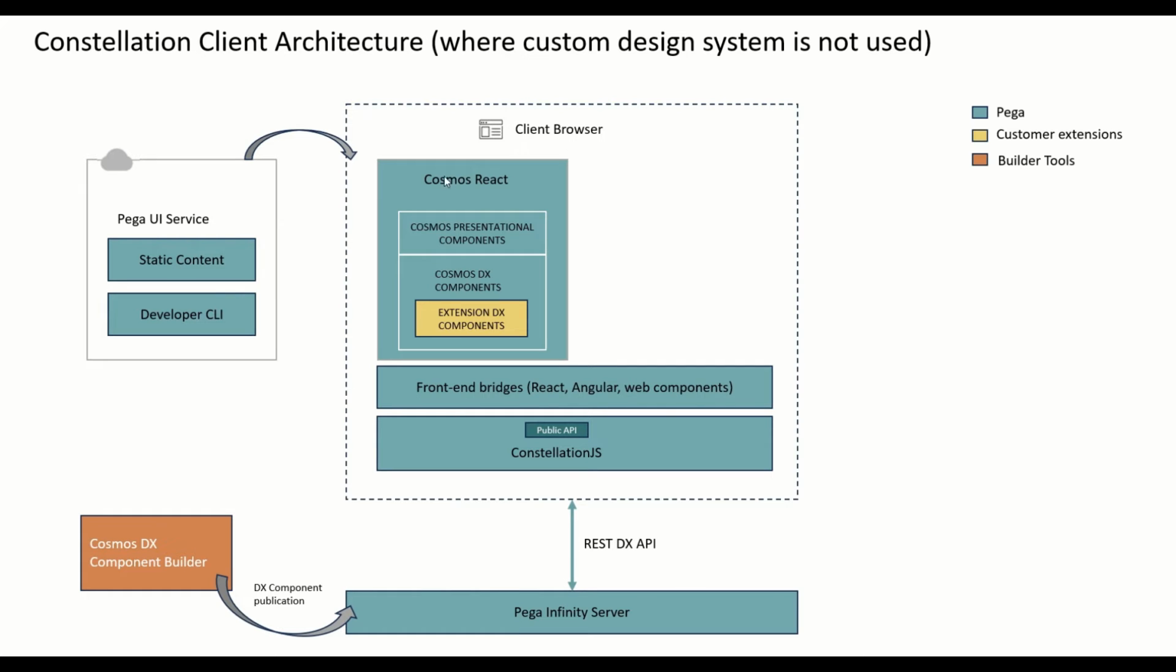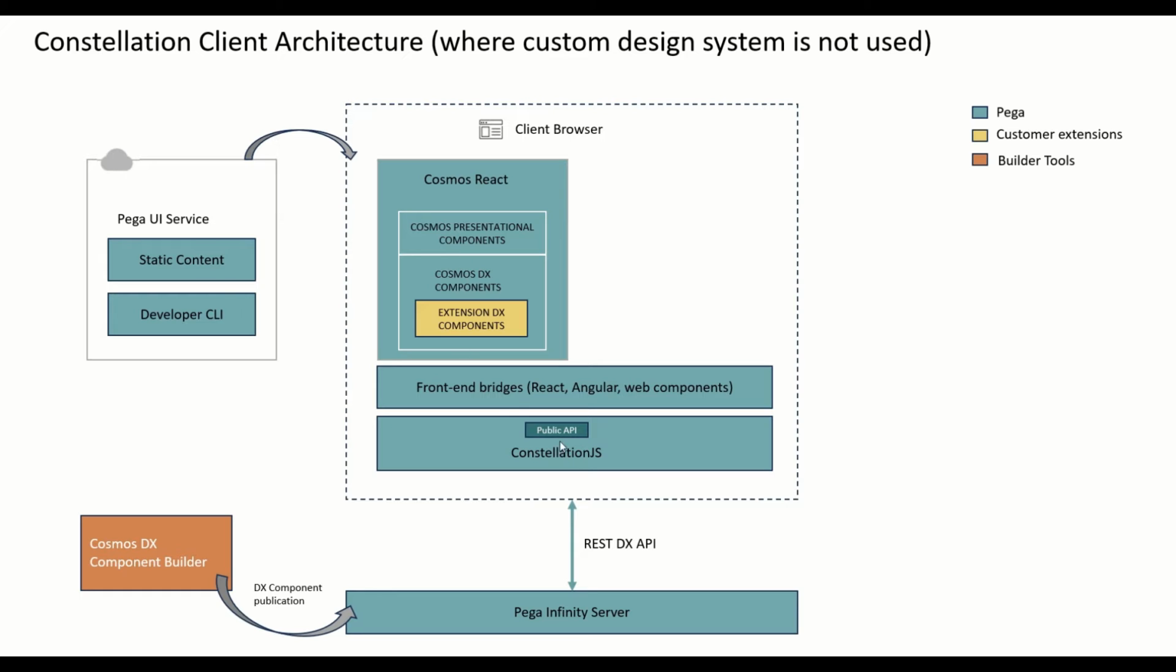And the client browser is holding the resources of the Cosmos or React based UI components, which is giving a great look and feel. And we are saying Pega out of the box itself has given a lot of DX components, which means the design is ready. And if we have to make one more DX component, we can extend and make a few more DX components, right? That is the idea behind this.